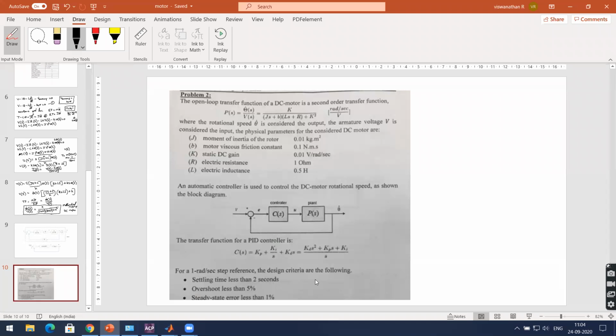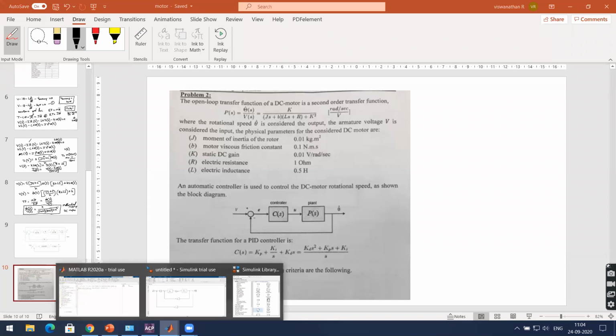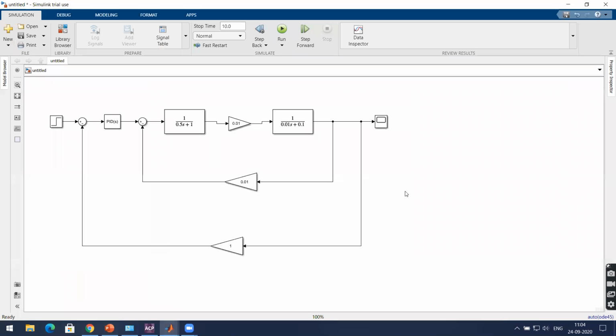Root locus editor, sir. Yeah, you can use the root locus editor. I have used the auto tune. You can use the root locus editor and get the values Kp, Ki, and Kd meeting the below criteria. Okay, so this is how you do it.